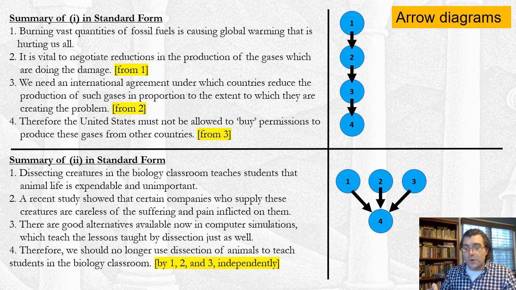Okay, so if we were to represent our first two examples with arrow diagrams, we could do that as I've done on the slide here. Notice that in the first case we have what we could describe as a chain structure going from 1 to 2, from 2 to 3, and from 3 to 4. In the second case, we have an independent support structure. So we have 1 supporting 4, 2 supporting 4, and 3 supporting 4, but each of them doing it by its own line of argument, its own path from that premise to the conclusion.